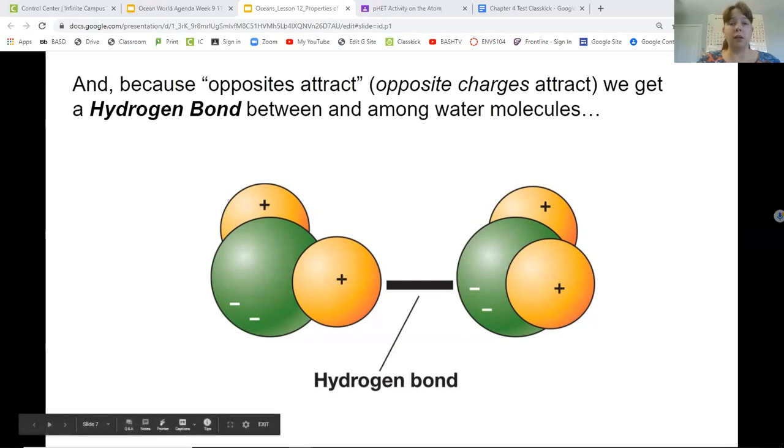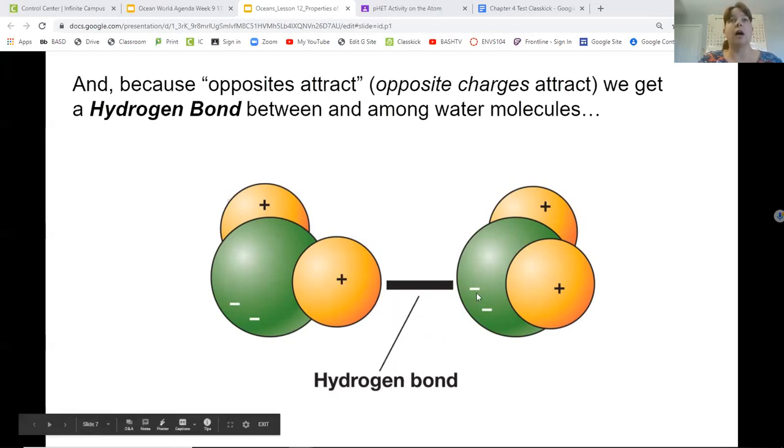So do you think there are going to be more or less hydrogen bonds at high temperature? What do you think? If the molecules are moving a lot, do you think these bonds are going to form? Audrey? No. Okay. So she's correct. The more the molecules are moving, the less likely they're going to be bonded to each other.